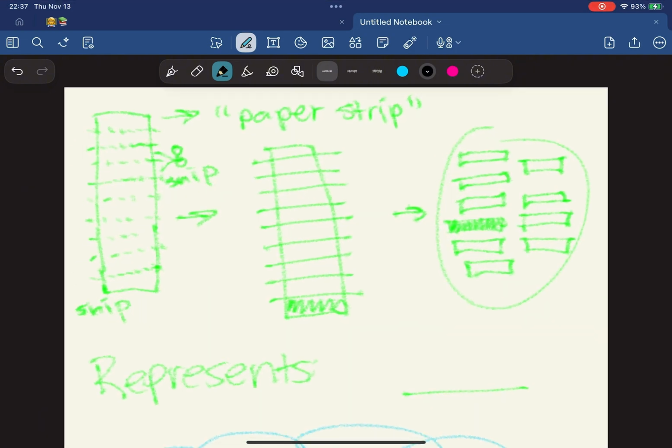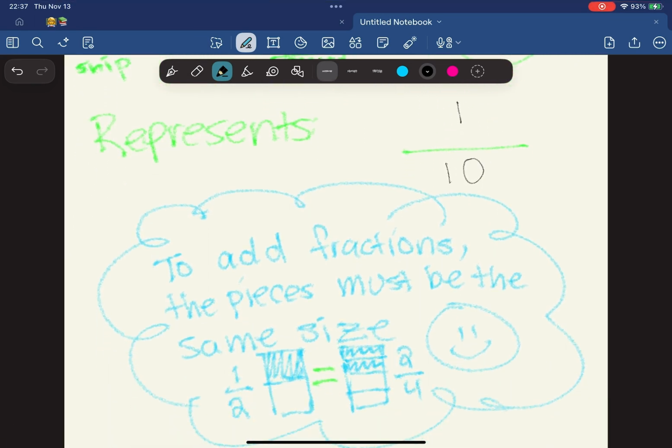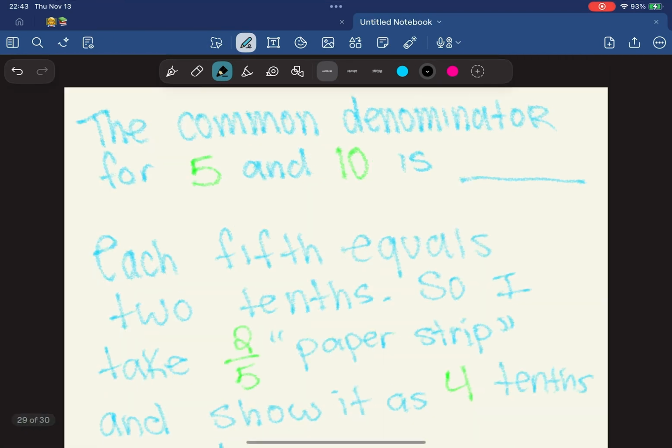Those would be colored or cut. We're going to cut all those parts and then color it in. So then for our second paper strip, we are going to have a whole, and we are going to divide it into 10 equal parts, and we are going to shade one of our 10 parts, which is going to be 1/10. Whenever we add fractions, the pieces must be the same size. That is very important this whole time. When you cut your fractions with the paper, you want to make sure that they are cut evenly, just like you would with any block or manipulative that you use.